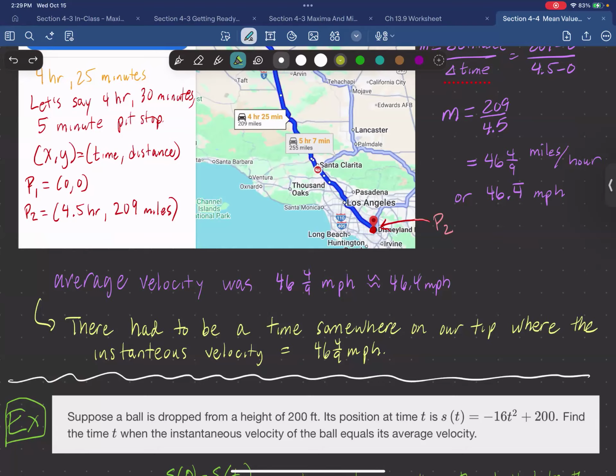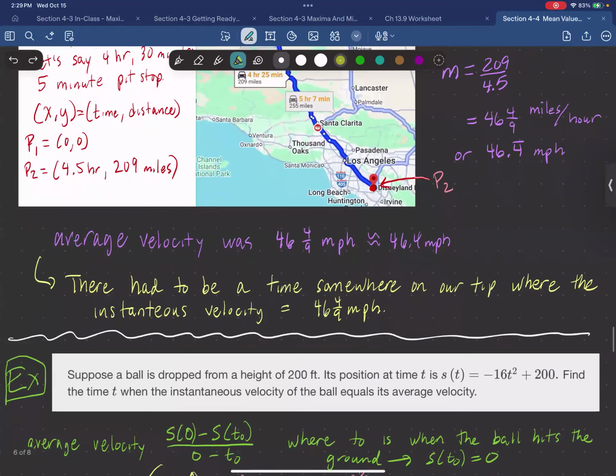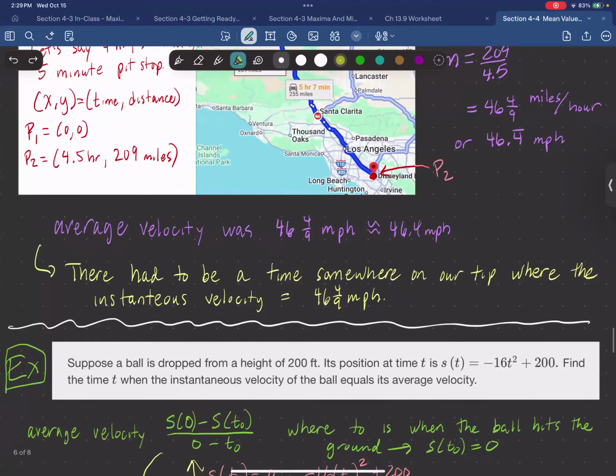So we need to find the average velocity, and that way we have something to set the instantaneous velocity equal to. Average velocity will be s of 0 seconds minus s of t naught, that's position 1 minus position 2, over my time. I want to change the way that looks, where t naught is when the ball hits the ground, so s of t equals 0.